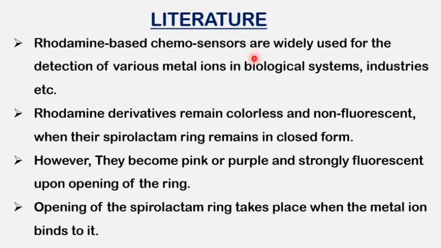Rhodamine-based chemosensors are widely used for the detection of various metal ions in biological systems, industries, etc. Rhodamine derivatives remain colorless and non-fluorescent when their spirolactam ring remains in closed form. However, they show pink or purple color and a strongly fluorescent nature upon opening of the spirolactam ring. Opening of the spirolactam ring takes place when the metal ion binds to it, and this binding process can be explained with the help of the host-guest relationship.